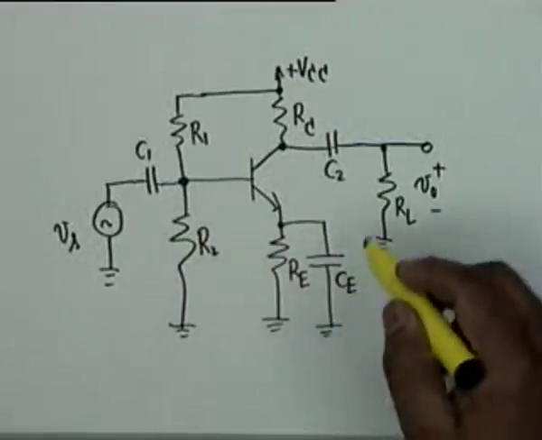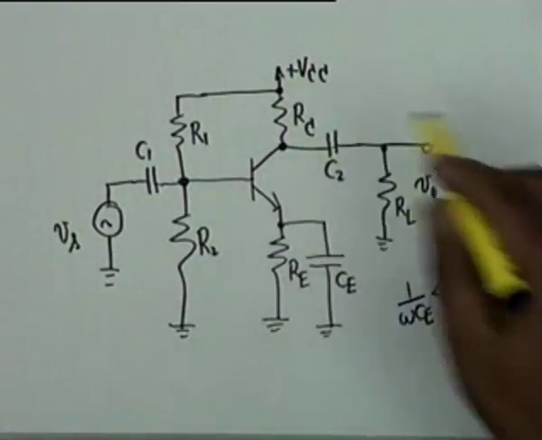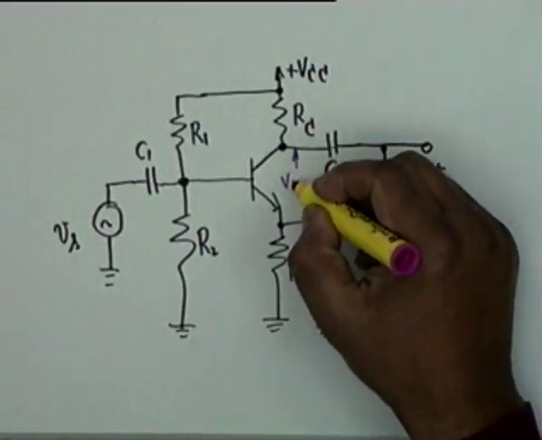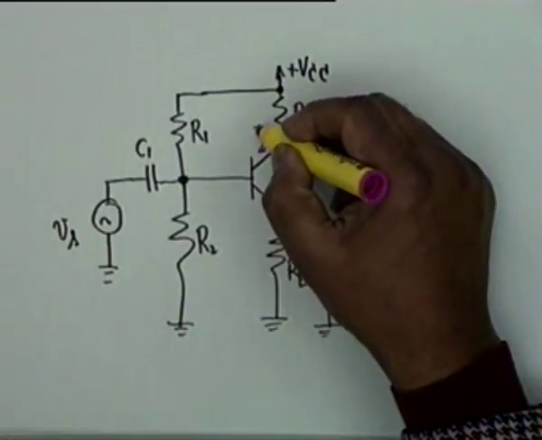RL is dictated. Now, the point is, in order that this may act as a good amplifier, you must choose these two quantities carefully. That is, one is VCE and the other is the collector current I sub C.